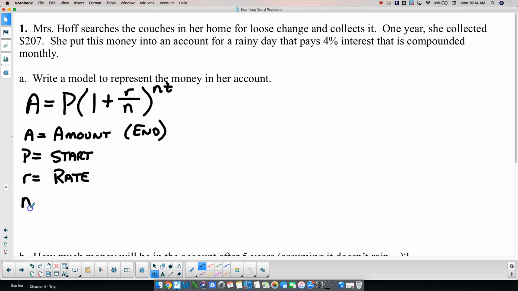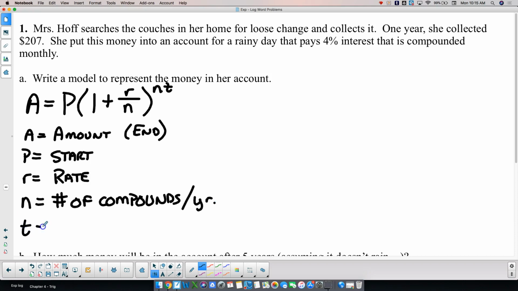N is the number of times compounded. And that usually is per year. Okay? So if we are compounding monthly, that means we would compound 12 times. If we are compounding weekly, that would be 52 times. If we're compounding daily, 365 times.